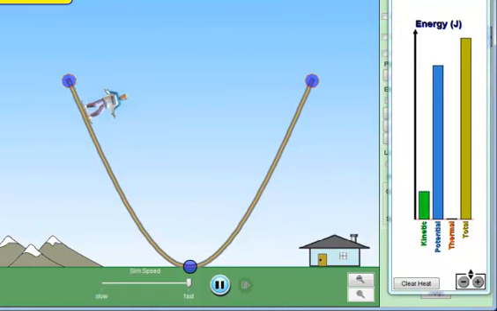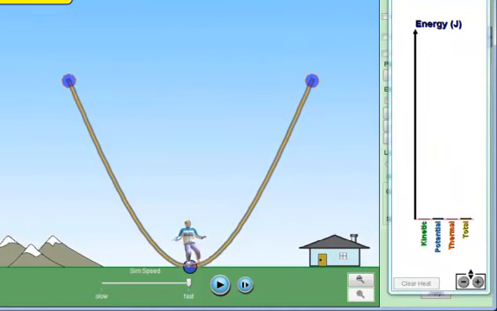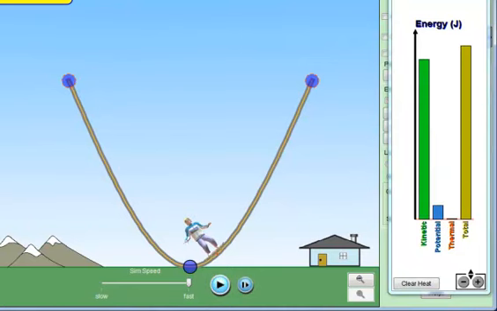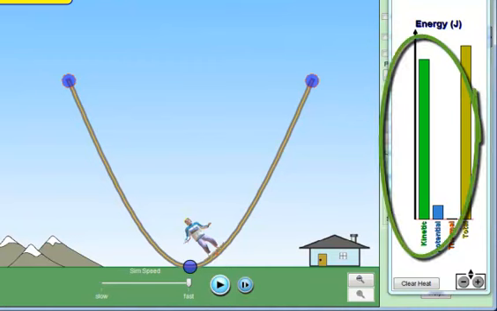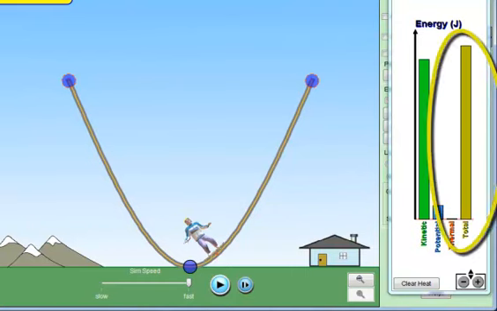And what happens when he goes all the way down at the bottom? Let's go all the way down at the bottom. Almost. Look at his kinetic energy. It's almost totally full. His velocity is the fastest. He's the fastest at the lowest point because his potential energy, his height, is the least amount. But look at that ugly yellowish orange bar. The total energy never changes. The total energy never changes.